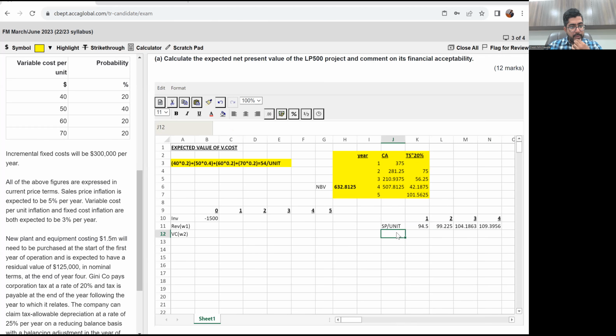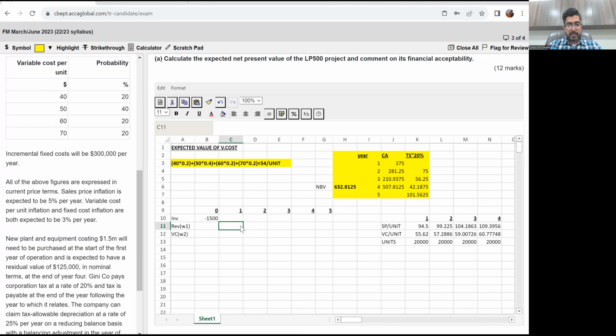And the variable cost per unit is 54 per unit. Considering expected value, it's 3% per year. So variable cost per unit is increasing 3% per year. So 54 into 1.03, and K12 into 1.03. You need to drag it, and the units each year are 20,000, 20,000, 20,000, 20,000.